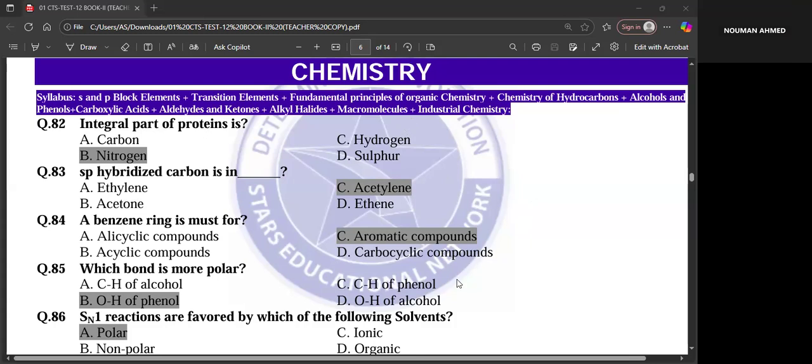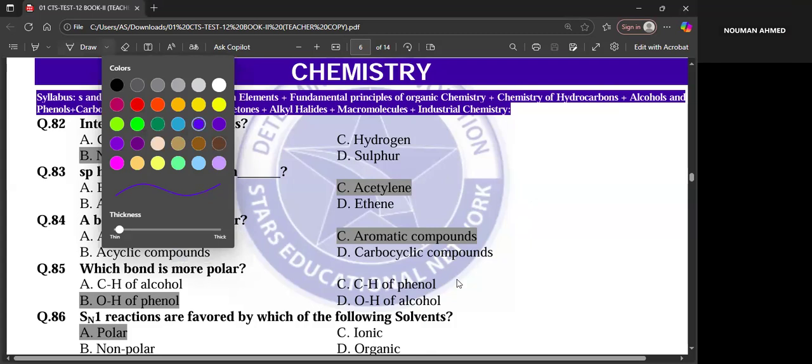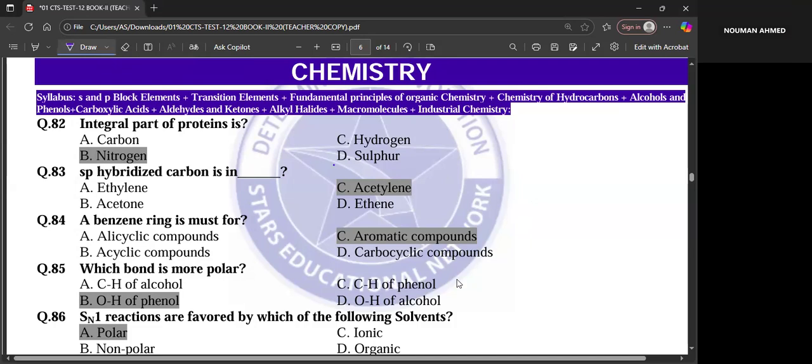Okay, today I discuss the second year book. The first MCQ is: the integral part of protein is. You know that proteins consist of many integral parts, that is carbon, hydrogen, sulfur as well, along with oxygen, but the most integral part is considered as nitrogen. So your best option is beta.